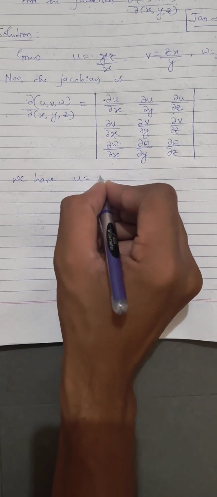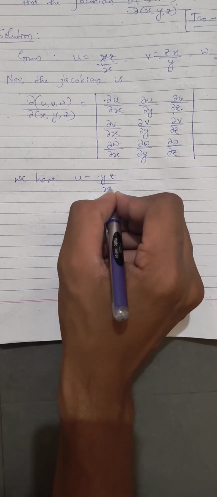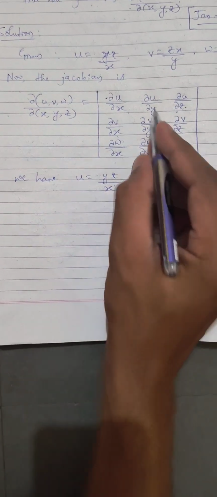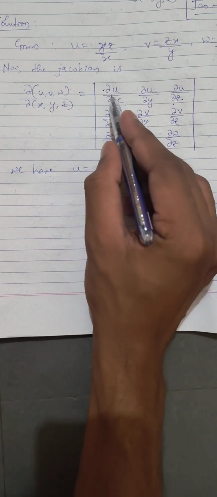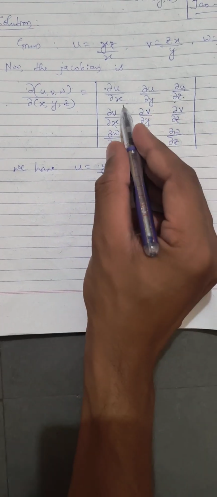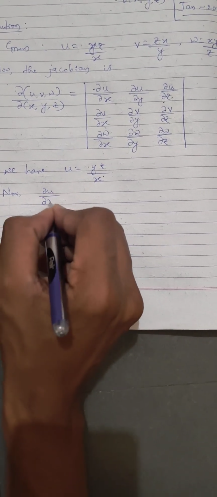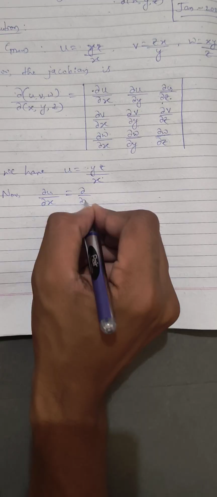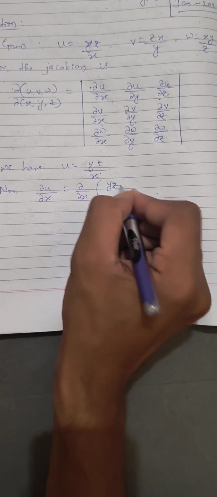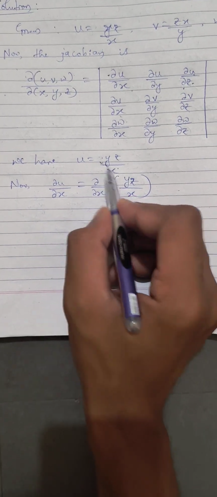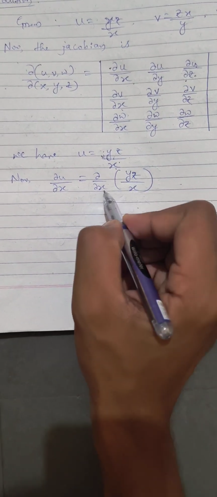We have u is equal to yz divided by x. Now using this value, we have to find the first row entries, that is del u by del x, del u by del y, del u by del z. Now del u by del x is equal to del by del x of yz divided by x. It means we have to take the partial derivative of u, that is yz divided by x, with respect to x.